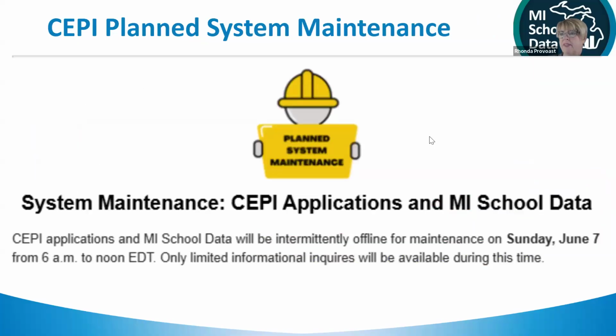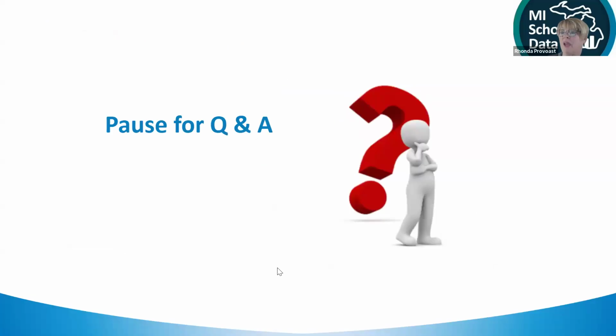And then also today in the CEPI news and notes that they send out every first and third Wednesday, the system will be down for maintenance on Sunday, June 7th from 6 a.m. to noon, just to let you know that. I know many people are trying to get last minute reports, and anyway, the system will be down. So just wanted to mention that. So what questions might you have regarding any of the CEPI updates or coming soon?